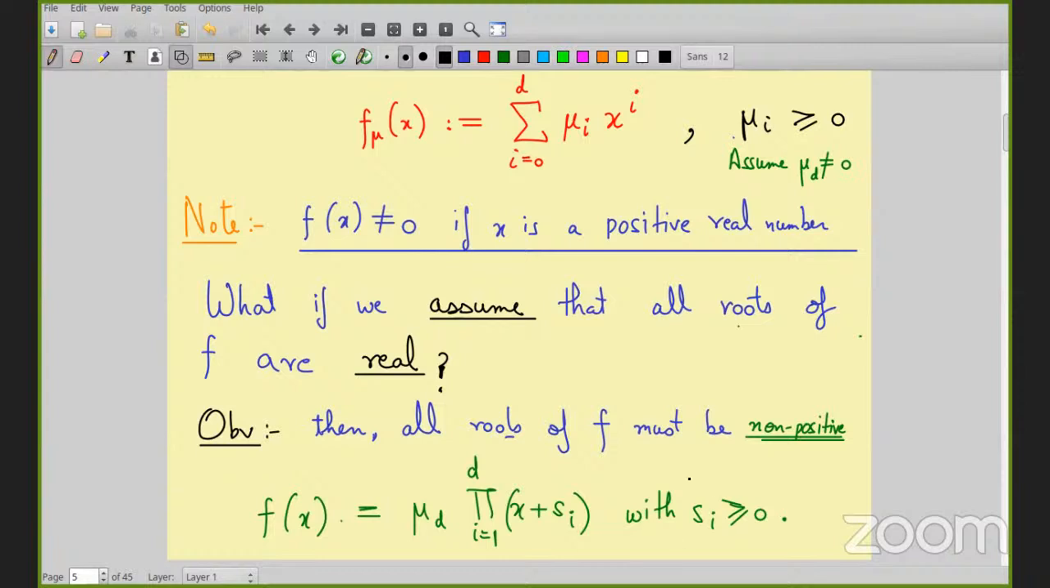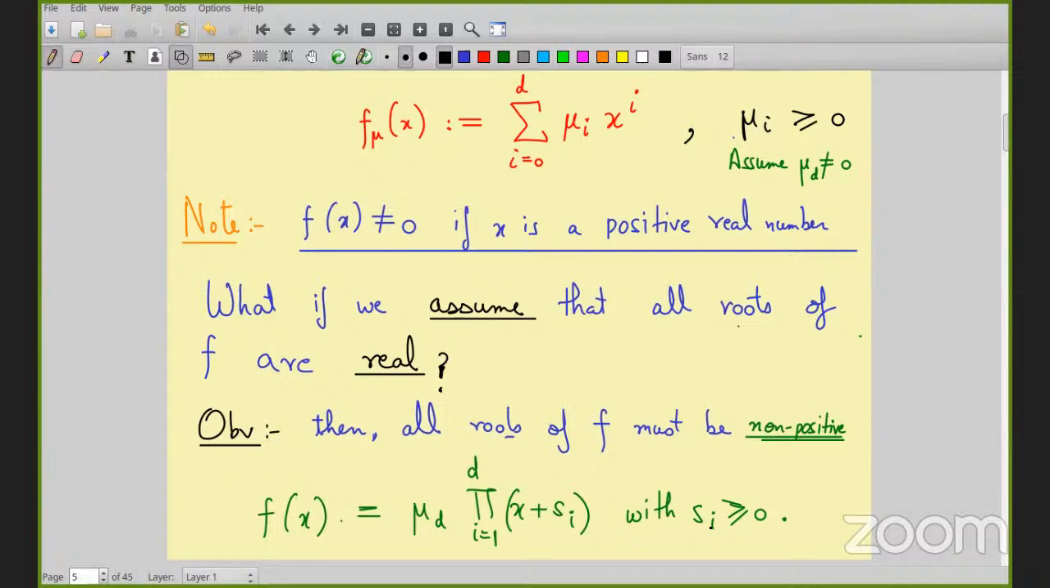So when can you do that? Assuming that f is the generating function, there are two assumptions. f is a generating function of a probability distribution, and mu d is not equal to zero, which is just a regularity condition. The main assumption is that all the roots of f are real. But assuming that the roots of f are real, you have this factorization.